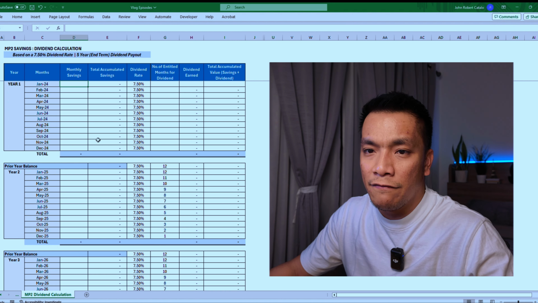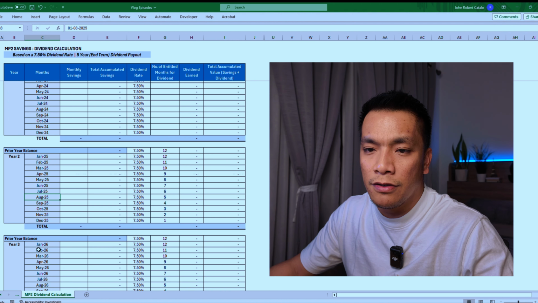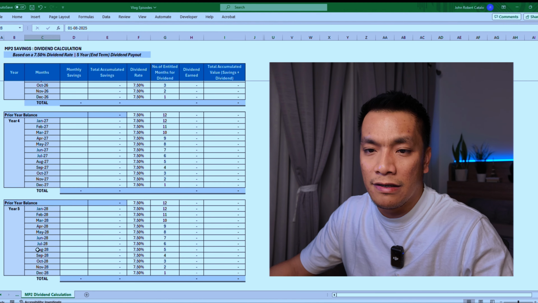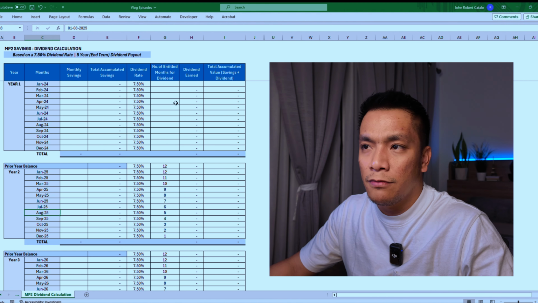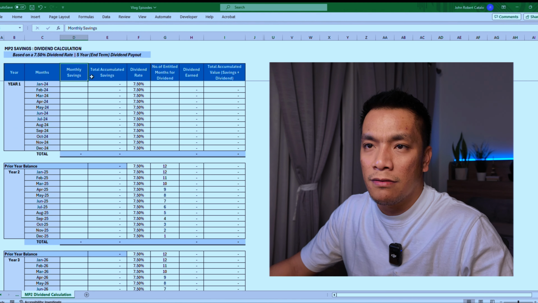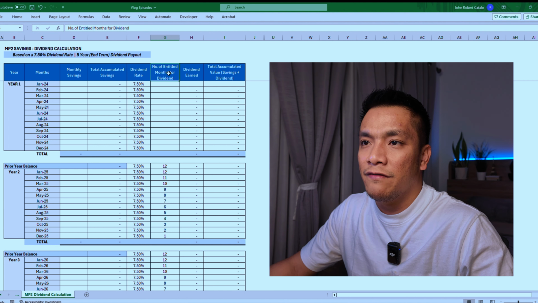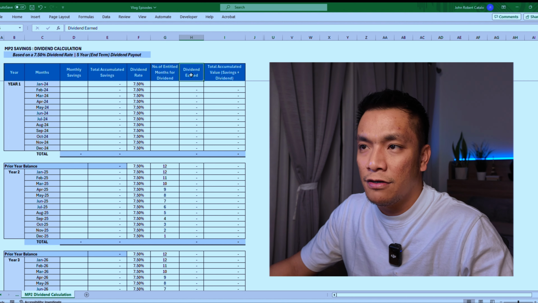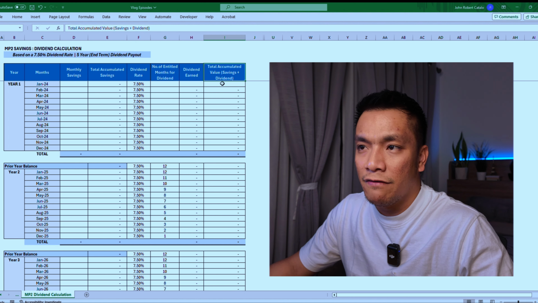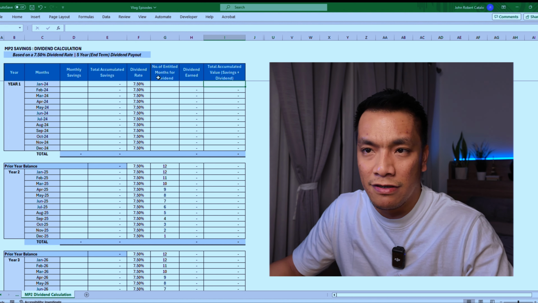So, as you can see, there are various tables for year 1, year 2, year 3, and year 4 until year 5. And with the different columns on the monthly savings, accumulated savings, the dividend rate, the number of entitled months for dividend, the dividend earned, and the total accumulated value, which is the savings plus the dividend.